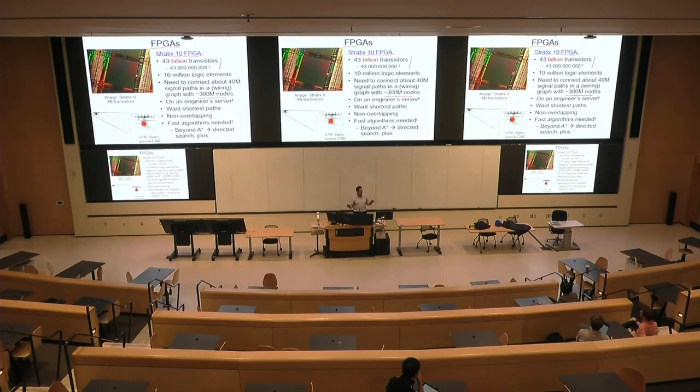So this is 300 times more complicated than Tokyo. And you're not trying to find one path, you're trying to find about 40 million paths. So next time you say Quartus is slow, you should say Quartus is pretty fast given what it's doing, right?